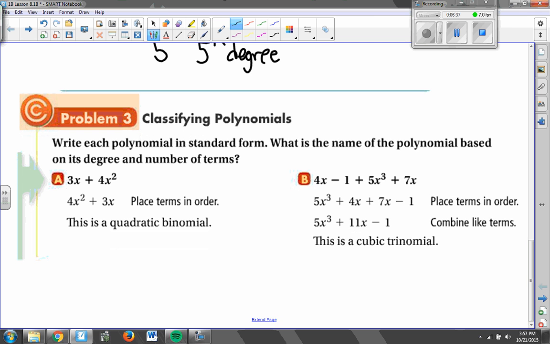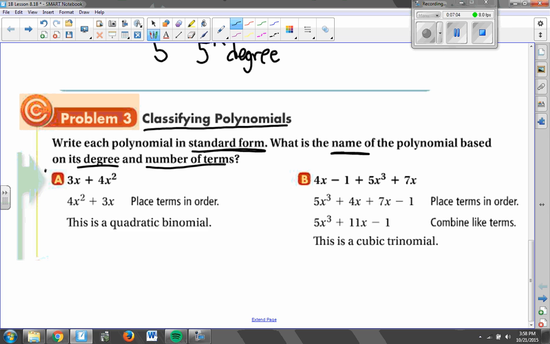Okay. In your homework, you're going to be asked to classify polynomials. Write each of them in standard form, meaning your degrees will decrease from left to right. What is the name of the polynomial based on 2 things? Degree and number of terms. Okay, so here we're going to use our table for that naming piece.